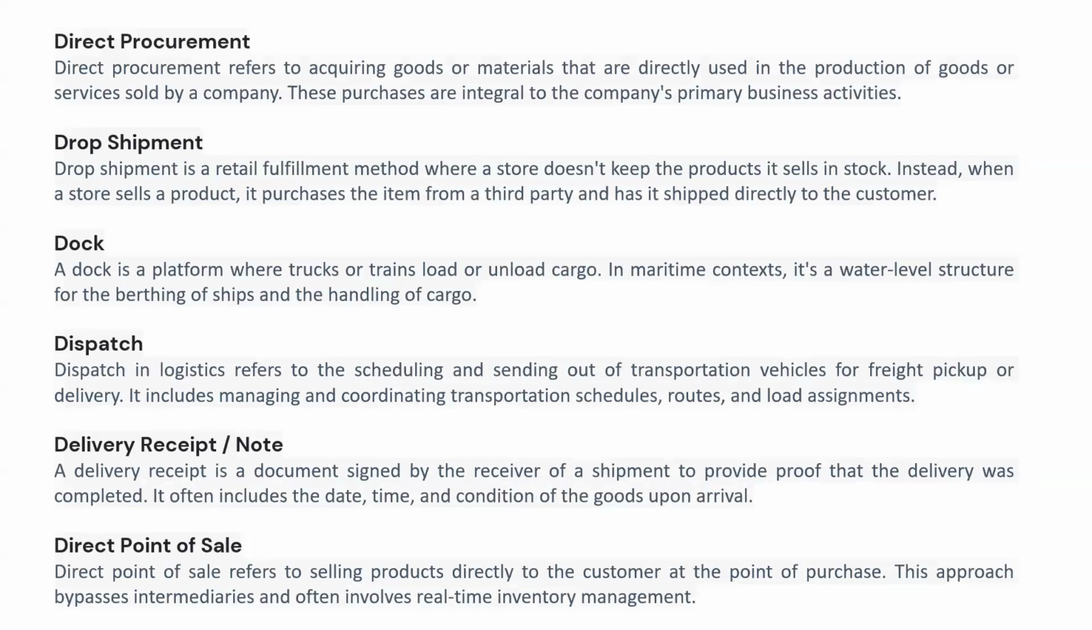There is direct procurement. It refers to acquiring goods or materials that are directly used in the production of goods. And drop shipment is a fulfillment method where the store doesn't keep the product in stock itself. Instead, it purchases the item from a third party and ships it directly to the customer. So here they will not take the responsibility of holding the products.